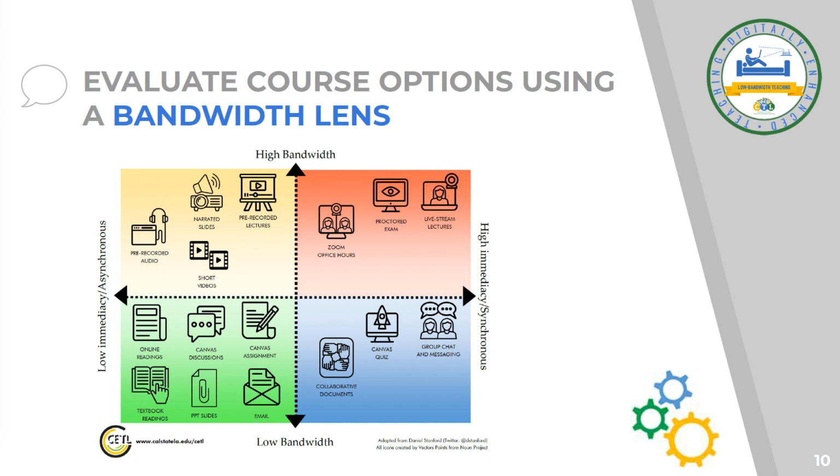In these cases, we can evaluate course options using a bandwidth lens. This graphic shows synchronous, asynchronous options with high and low bandwidth. It's interesting to see what is considered here as far as low bandwidth, low immediacy options. The green box lists online readings, Canvas discussions, Canvas assignments, email, PowerPoint slides, and other textbook readings as fairly low bandwidth activities.